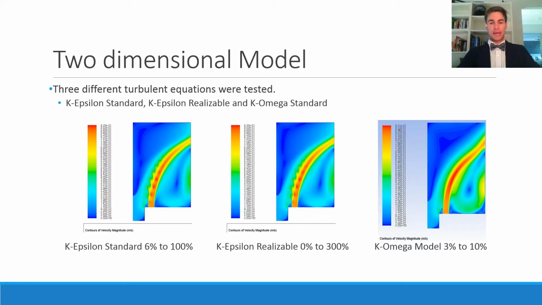The results from the K omega simulation differed by 3 up to 10%, whereas the K epsilon standard differed by 6 up to 100%, and the K epsilon realizable differed by 0 up to 300%. However, for the realizable model, the velocities in 3 of the 4 locations were closer than the K epsilon standard model. These results were aligned with the statement from literature that K omega will produce more accurate results than K epsilon equations.